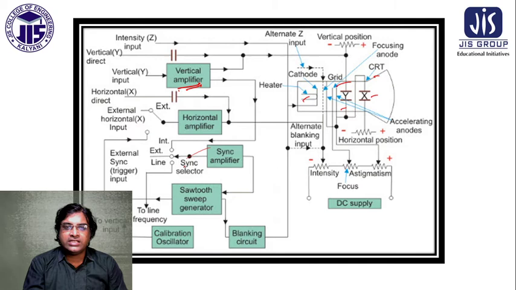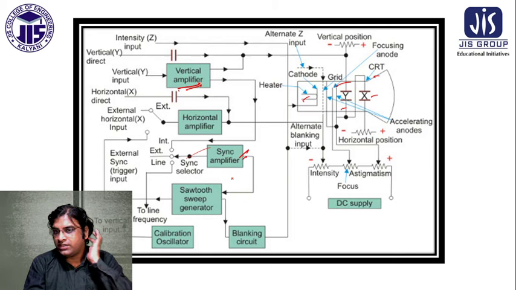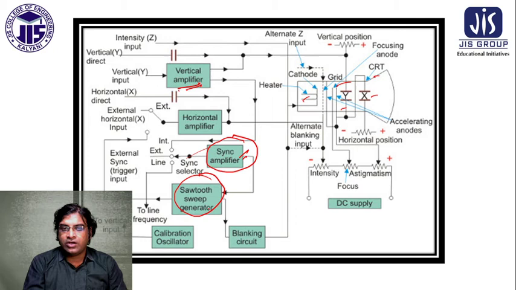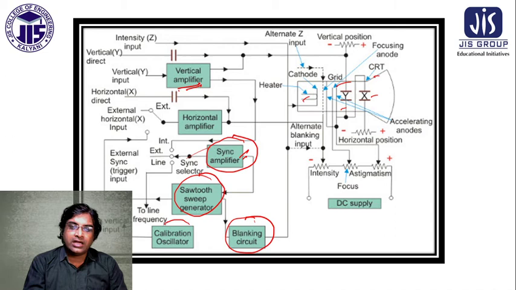Then there is the synchronous amplifier, which is very, very important. It is very important for the synchronization of the vertical amplifier and horizontal amplifier. For that reason, the synchronous amplifier is very, very important. Okay. The sawtooth sweep generator is actually required for the purpose of synchronization of the system, and the blanking circuit is also very, very important, and the calibration oscillator is also very, very important.